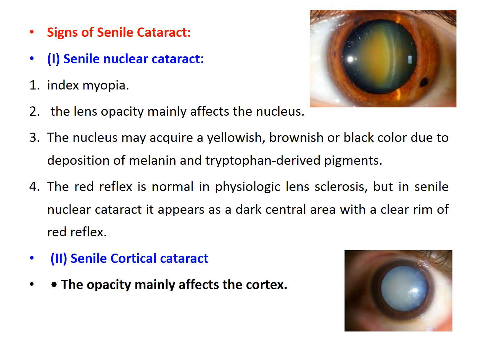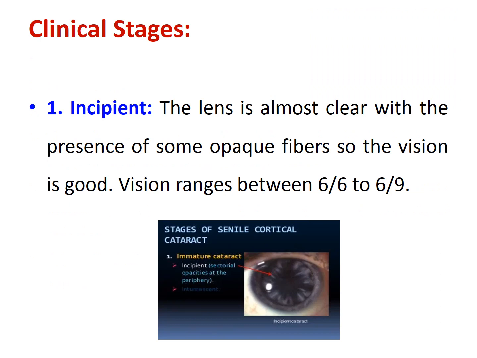However, in the senile cortical cataract, the opacity mainly affects the cortex. What are the clinical stages of the senile cataract? First of all, we may have these wedges or sectors at the periphery of the lens, and this can be called incipient cataract. And as we can see, the central part of the nucleus is clear, so the vision here ranges between 6/6 to 6/9. These peripheral opacities may not affect the central vision.